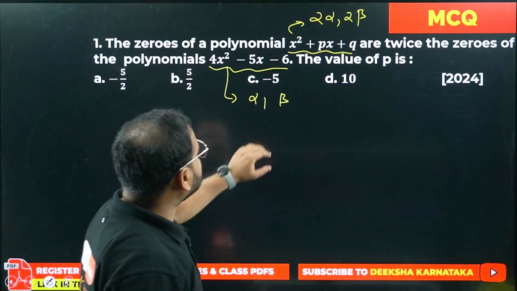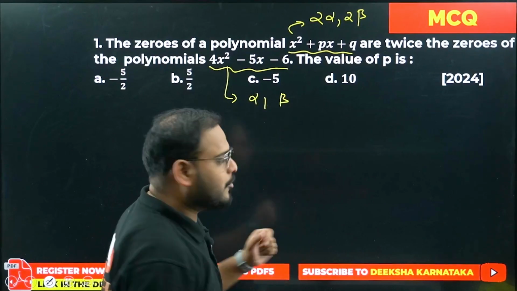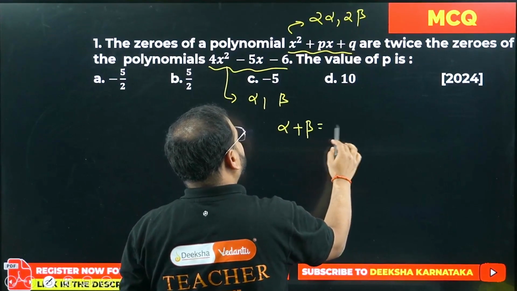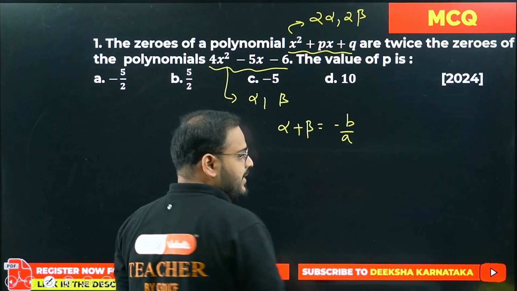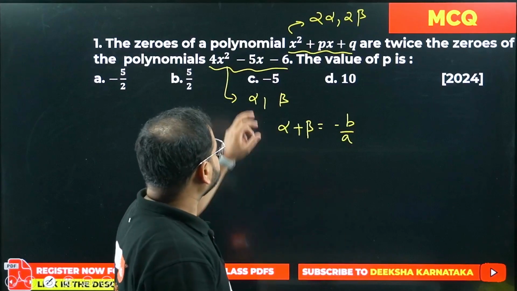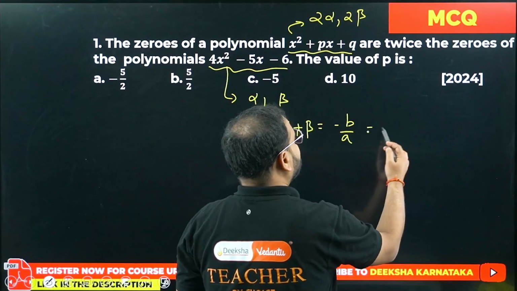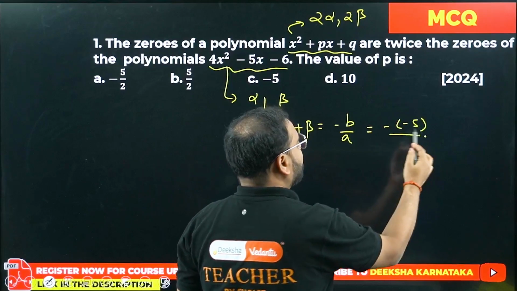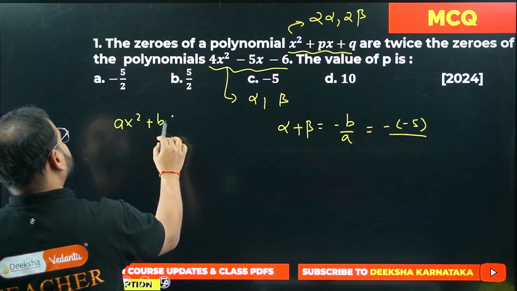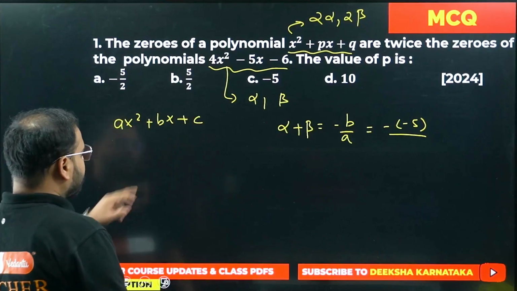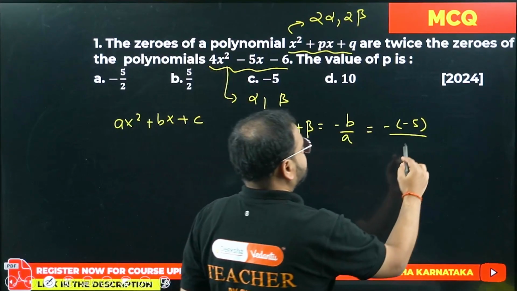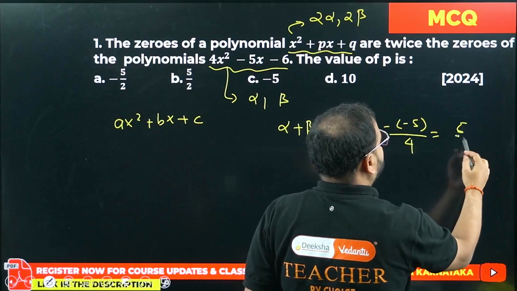Now let me get the sum of alpha and beta, basically the sum of the zeros. So alpha plus beta is given by, if you remember, I've taught you this, minus b upon a. b is the coefficient of the linear term and a is the coefficient of the quadratic term in the polynomial. Minus b means minus of minus 5. How come, sir? Write the standard form, ax squared plus bx plus c. Please compare. b is equal to minus 5, so minus of minus 5. a is 4. This results in 5 by 4.